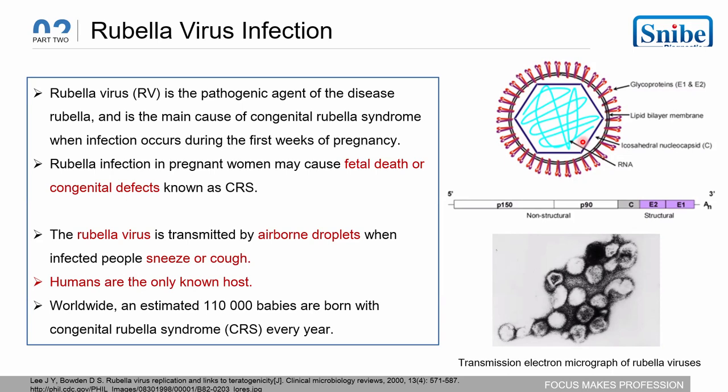So rubella infection in a pregnant woman may cause fetal death and the congenital defect known as CRS. The rubella virus is transmitted by airborne droplets when infected people sneeze or cough, and humans are the only known host for the rubella virus. According to the data, in this transmission electron microscope image of the rubella virus, it is estimated that 110,000 babies are born with congenital rubella syndrome every year.